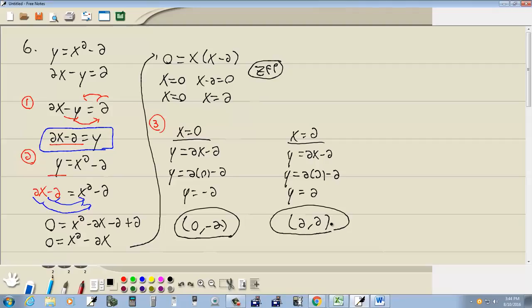So in this one, we got two answers. There's no rhyme or reason on how many answers you're going to have when you talk about nonlinear. Sometimes it might be 1, sometimes it might be 2, might be 3, might be 4. You just work it and you see what happens. Now that was substitution. Let's take a look at elimination or addition.